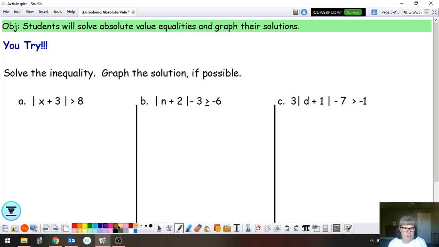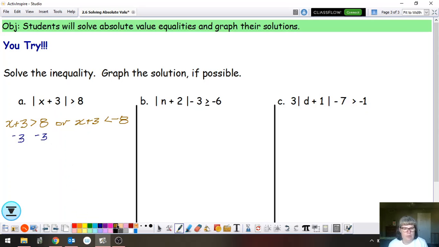Now that you've had a chance, let's see how you did. So we have absolute value of x plus 3 is greater than 8. So we're going to have x plus 3 is going to be greater than 8, or x plus 3 will be less than -8. And we need to solve each of those.